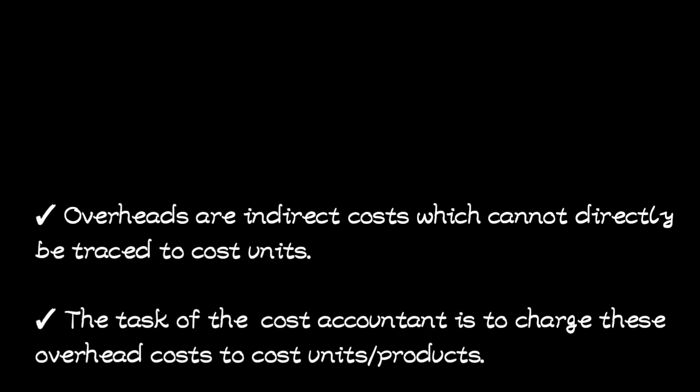So the task of the cost accountant is to charge these overhead costs to the cost units. They are supposed to make sure that when coming up with the price of the product, they also include those indirect costs or the overhead costs, like the rent. Because when you're eating bread, you cannot tell that rent of 2M was paid when they were producing this bread. So it's the task of the cost accountant to charge the overhead costs to the cost units or the products to ensure that the overhead costs are also included when determining the price of the product.